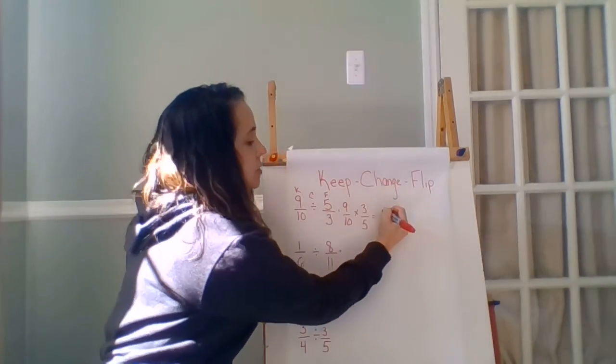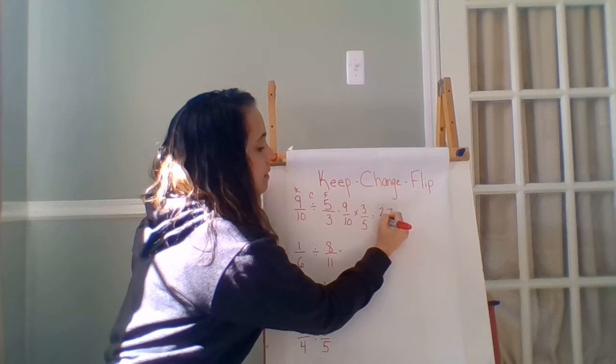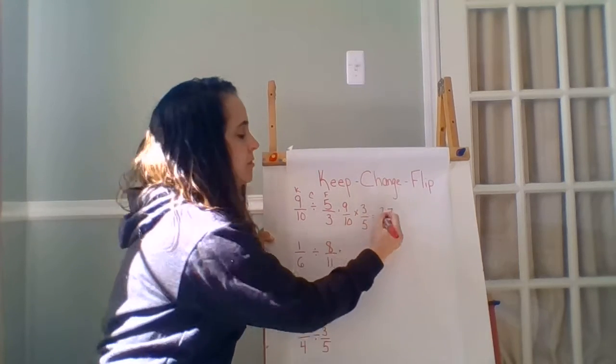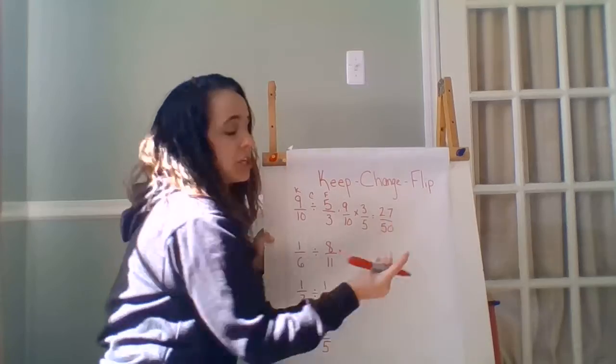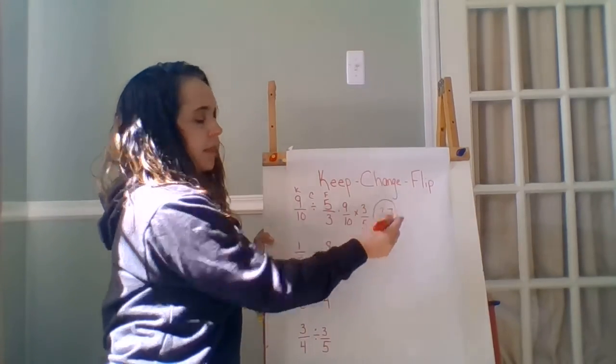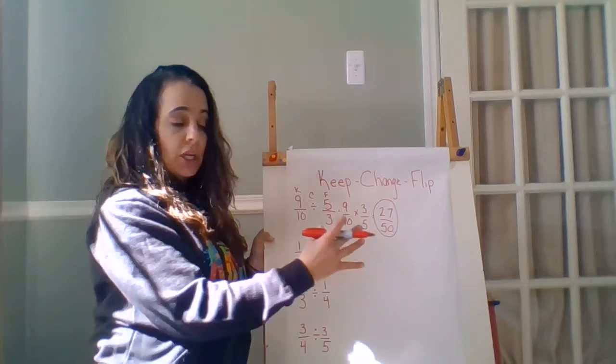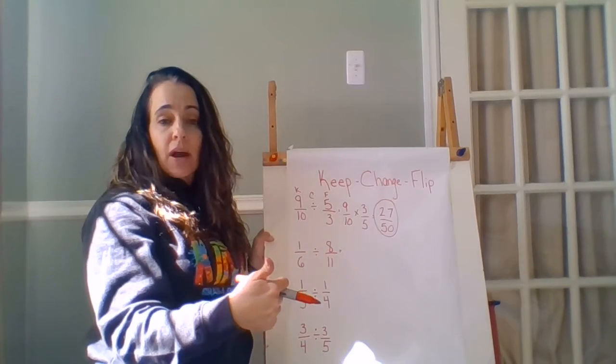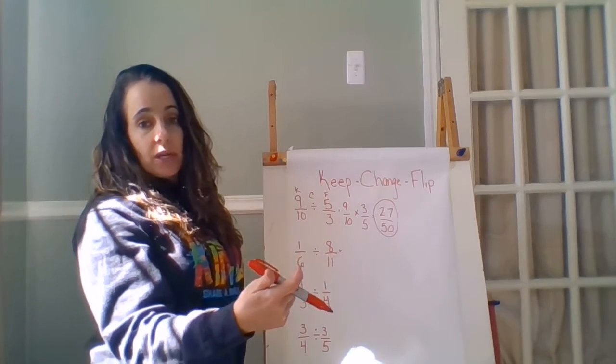9 times 3 is 27. 10 times 5 is 50. They share no greatest common factor. It's not improper, therefore that is my answer. Don't forget, once you get an answer, you have to say, can it be simplified? Is it improper? Does it need to be renamed?